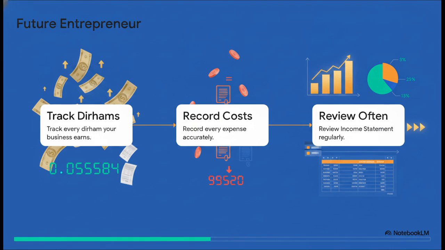So, let's move forward and see how this builds into our practical takeaways for today. If you want to be a future entrepreneur, you really need to remember these 3 steps. Step 1, track every single dirham your business earns. Step 2, record every expense accurately. And Step 3, review your income statement regularly so you can make smarter business decisions. Remember, revenue creates the opportunity, but meticulously managing your expenses, that is what actually creates the profit.